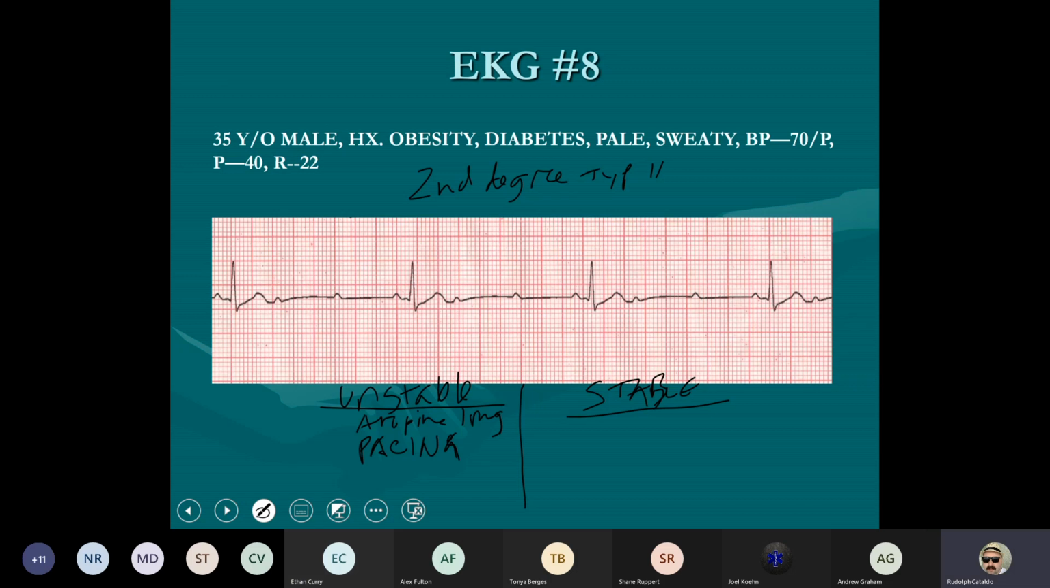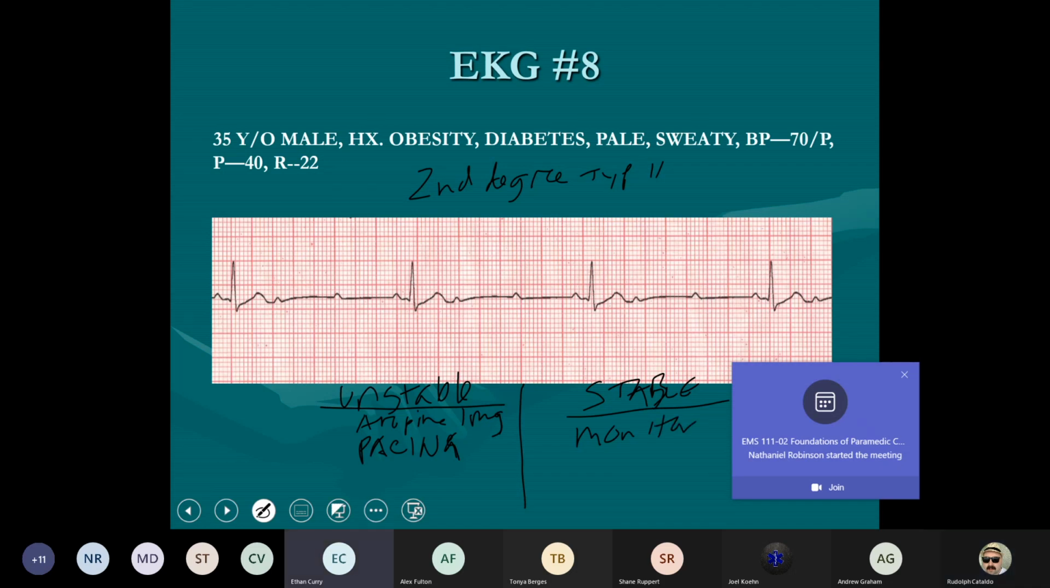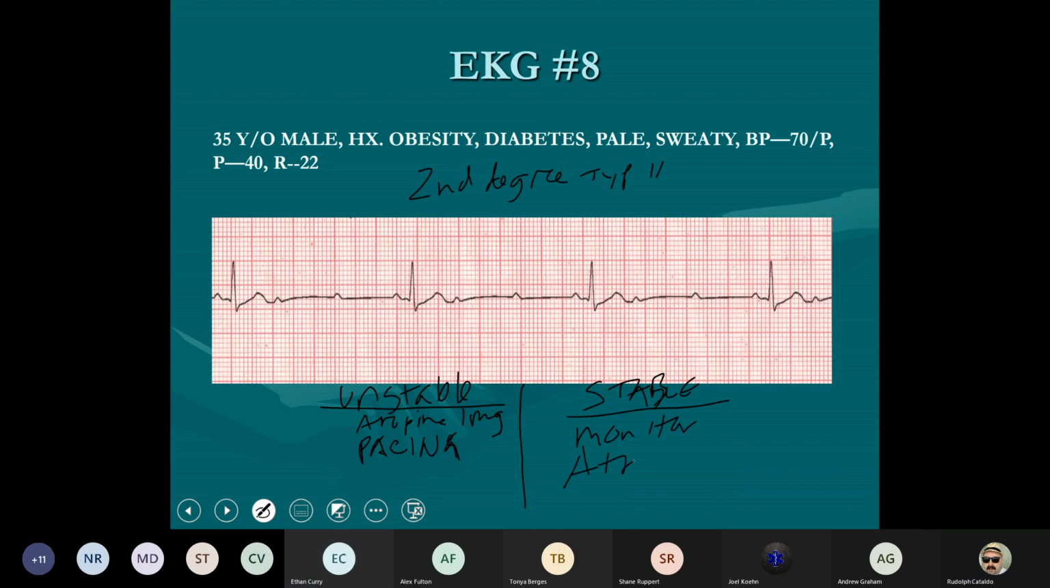Now, the stable route for this patient. How's it change if this guy's blood pressure was 130 over 80 and he's just sitting there talking to you, no issues, and he has this on the rhythm? Just leave him. Yeah, how about we monitor the patient? Or we could, if need be, give atropine. Perfect.